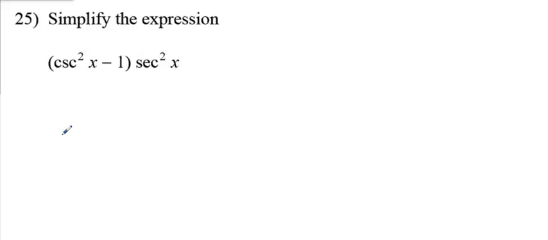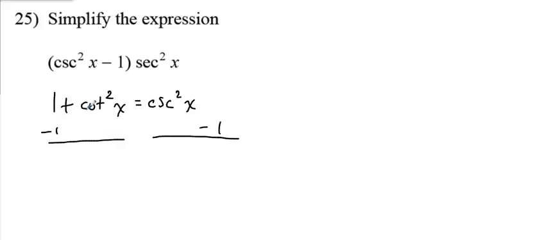So I'm going to write that down. 1 plus cotangent squared equals cosecant squared. What I want to do is manipulate this identity so that it looks like this one. And in order to do that, we just said the 1 is positive. I don't want the 1 to be positive. I want the 1 to be negative. So I'm going to subtract 1 and subtract 1. So this becomes 0. We bring down cotangent squared x. And on the right side, we have cosecant squared x minus 1.